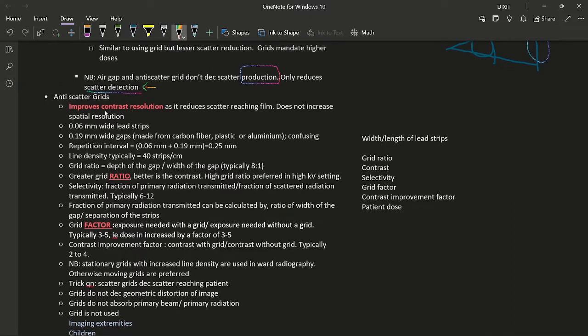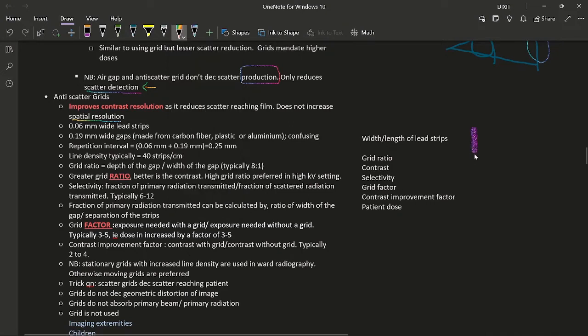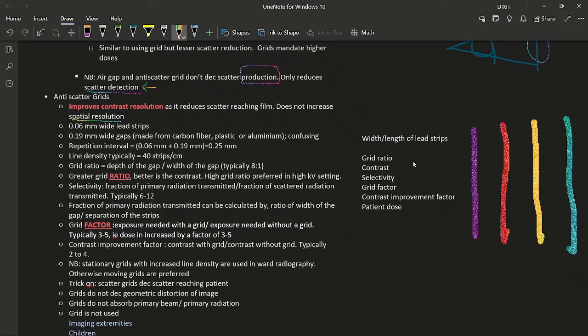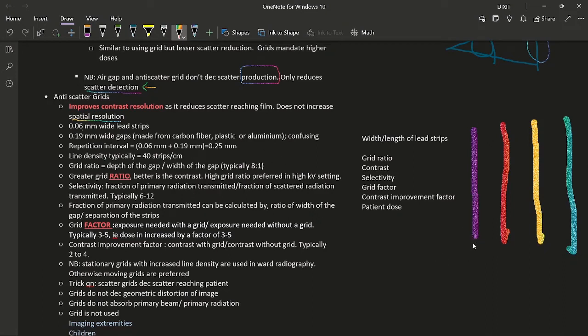Coming to anti-scatter grids, they improve contrast resolution as they reduce scatter reaching the film. It does not increase the spatial resolution. Now the typical appearance is that they have lead strips separated by a gap. The lead strips are 0.06 mm wide. So if you imagine this lead strip, this width is 0.06, and these lead strips are separated by a gap of 0.19. So this gap is 0.19 and the width of the lead strip is 0.06.